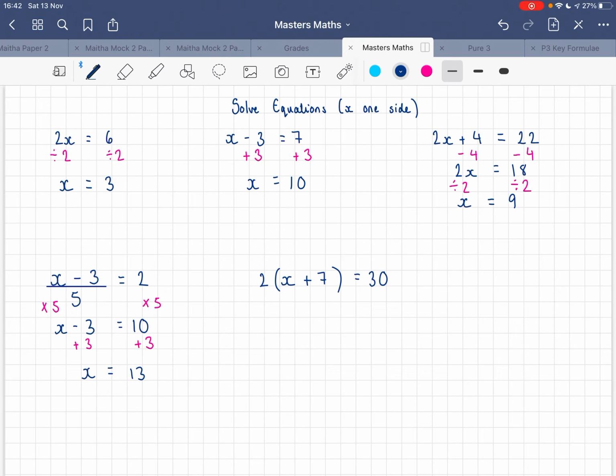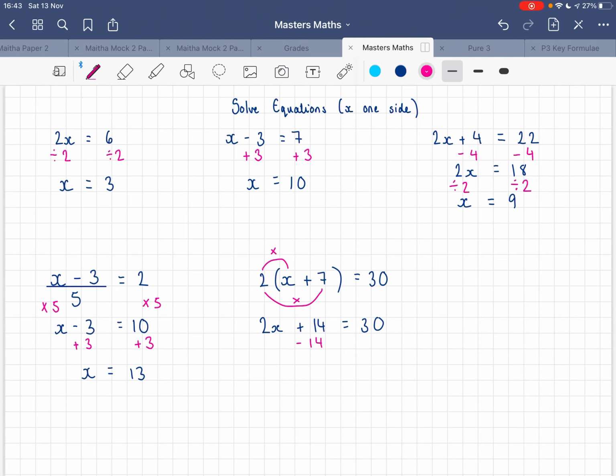And then the last one, there's a few ways you could do this. I tend to find the most reliable way is to multiply the bracket out first. So to expand the bracket, we multiply everything on the inside by what's on the outside. So 2 times x gives us 2x, and 2 times 7 gives us 14. That is still equal to 30.